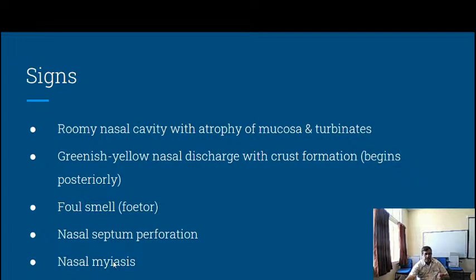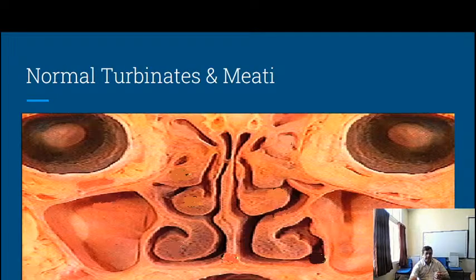And of course, nasal myiasis, wherein you have maggots. Maggots are nothing but the eggs that are laid by the fly. They become these maggots, and they are present in tissues where there is a lot of dead tissue. So that is called nasal myiasis.